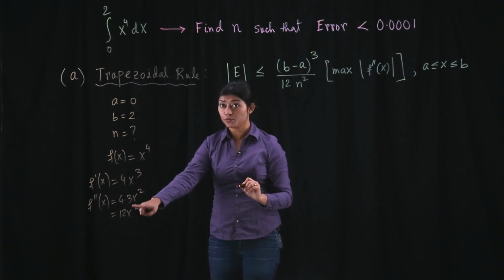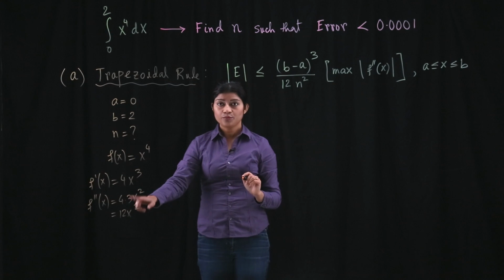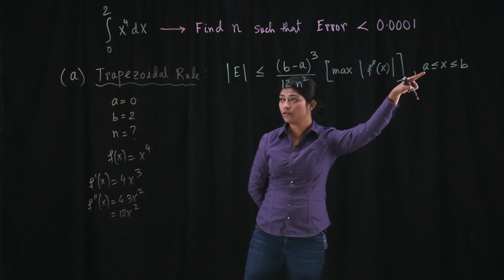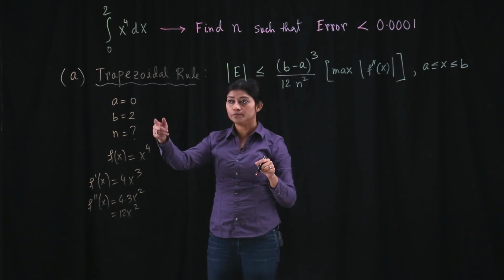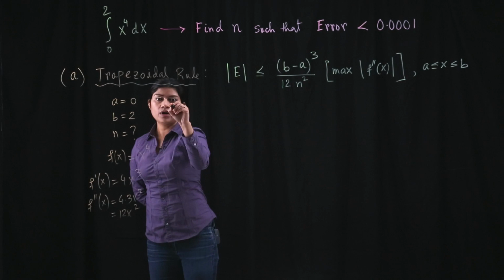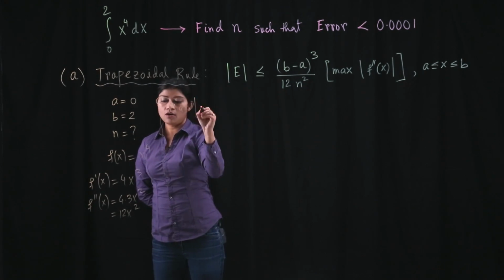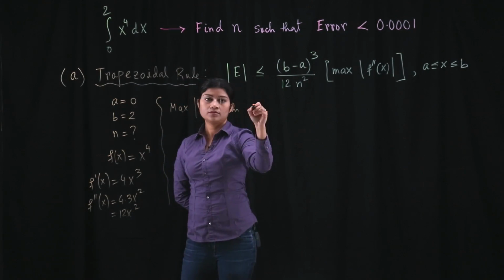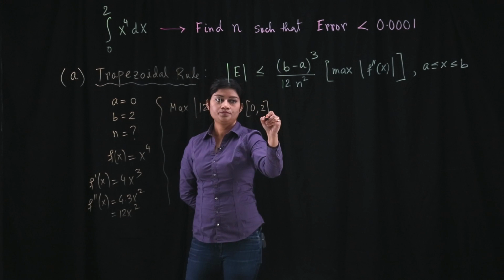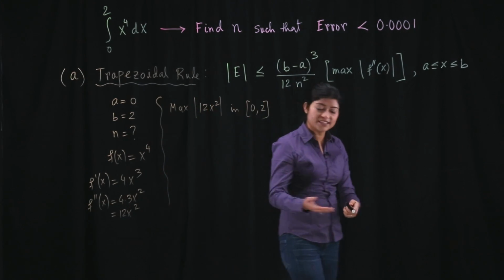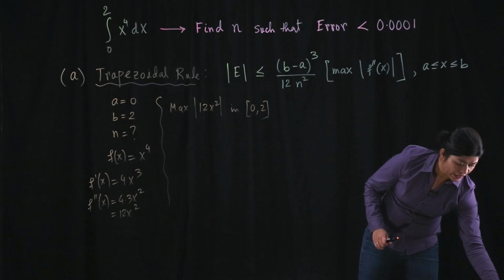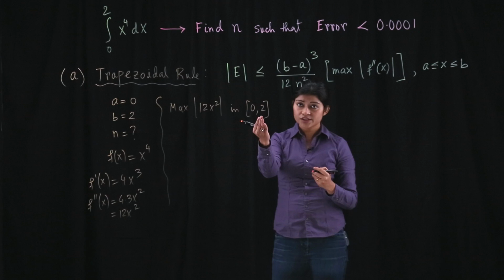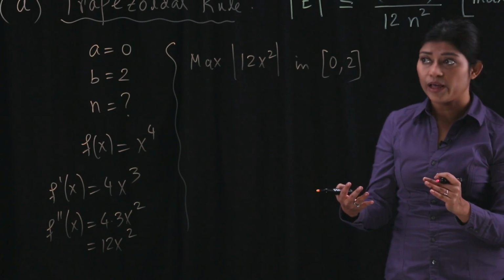So this is the function that we have to consider now, remember. And we have to find the maximum value of that function inside the interval. And the interval is 0 to 2. So what is the max of 12x squared in [0, 2]? Now recall how you compute the maximum of a function. Well, we have to find critical numbers, remember? And then, since this is a closed interval, we have to check the endpoints as well.